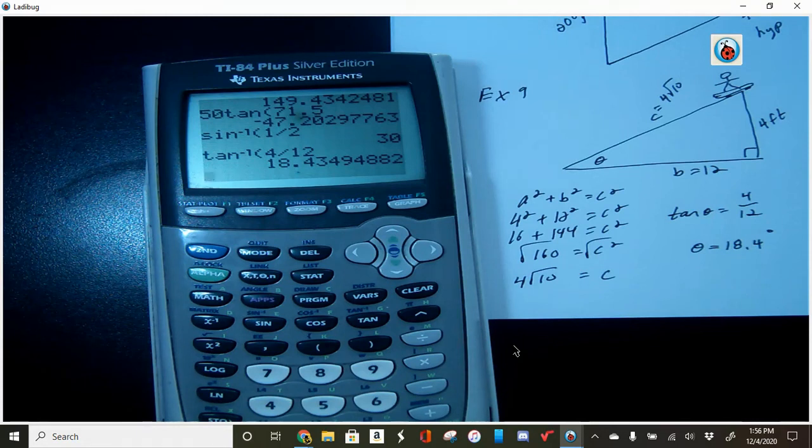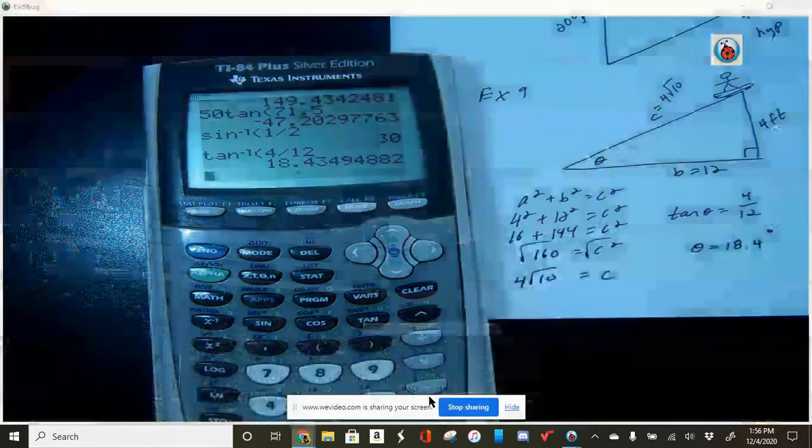All right, so that is example 7, 8, and 9. That completes section 4.3. Hope you did well on your questions during this Ed puzzle. And as always, let me know if I can help.